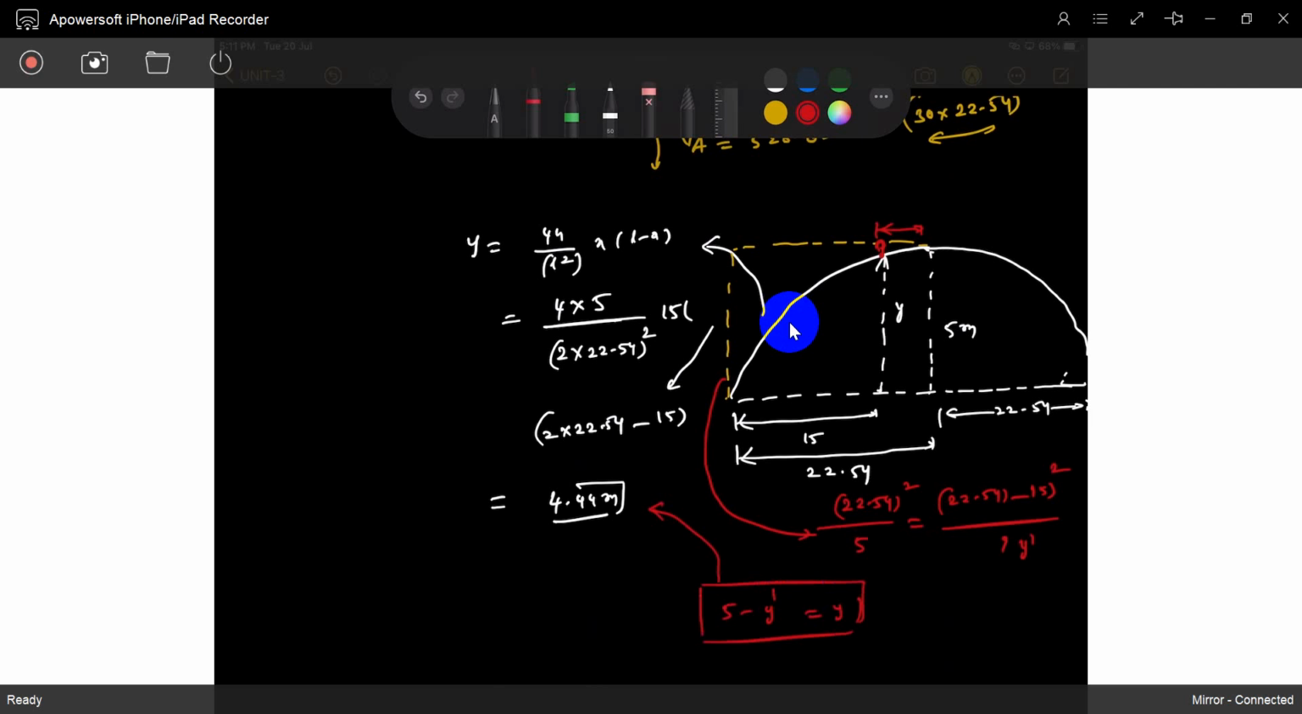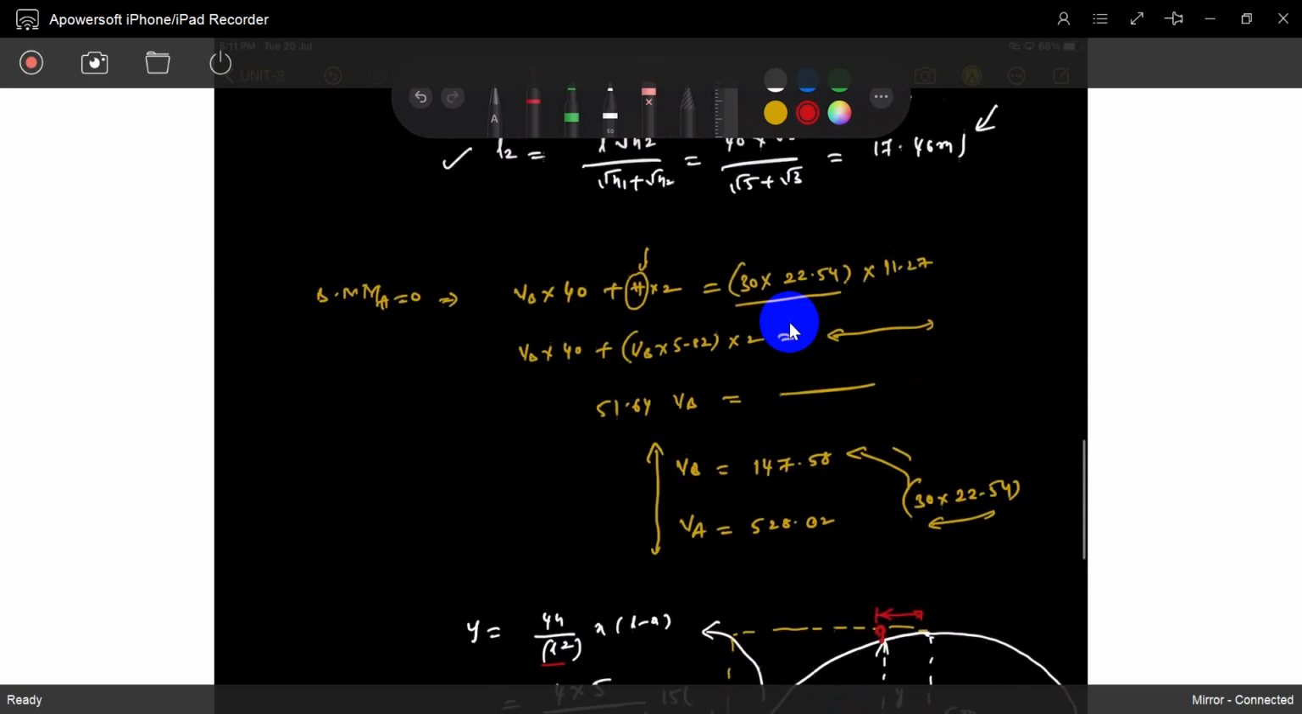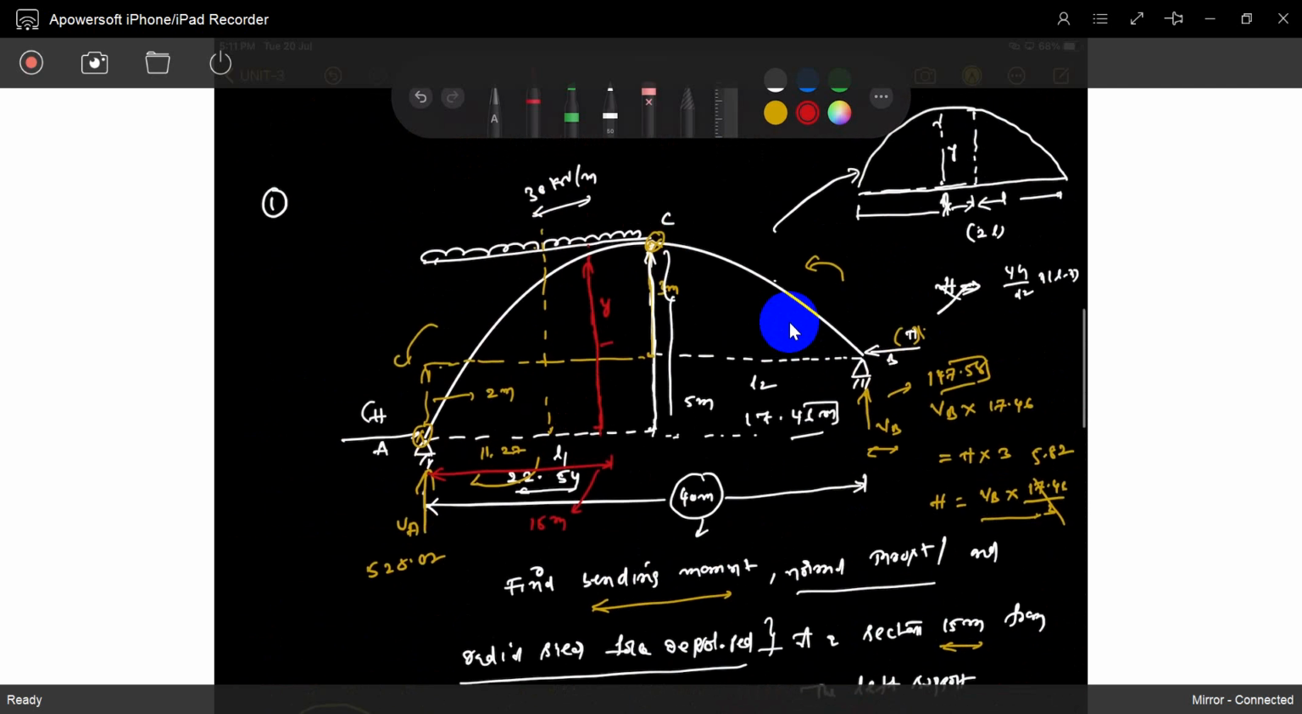Okay, no problem at all. But if you apply this formula, this L square is to construct a full parabola of the same height. Then only that formula works. Understood? So you will get that y value from this also. No problem at all. Once you have that y value, you can easily find out the bending moment. What is that bending moment?